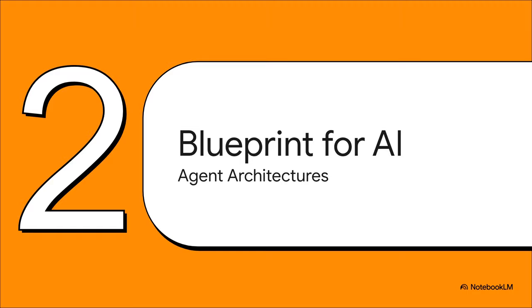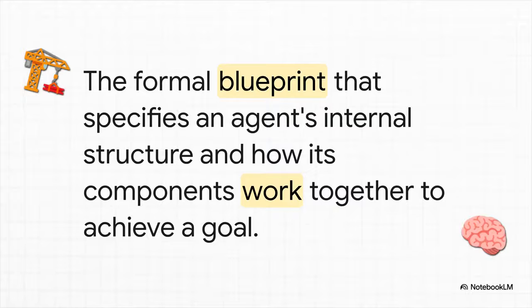All right, so if that's what an agent is, how do you actually build one? How do you get from the idea of a self-driving car to a car that actually drives itself? Well, you start with a blueprint, an agent architecture. The agent architecture is literally the blueprint for the AI's mind. Just like a house blueprint shows you where the kitchen is, where the bedrooms are, and how they all connect, an agent's architecture lays out all its internal parts, how it sees, how it decides, how it acts, and how all those pieces are wired together to get something done.